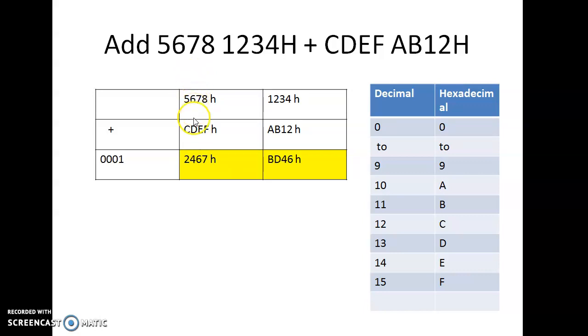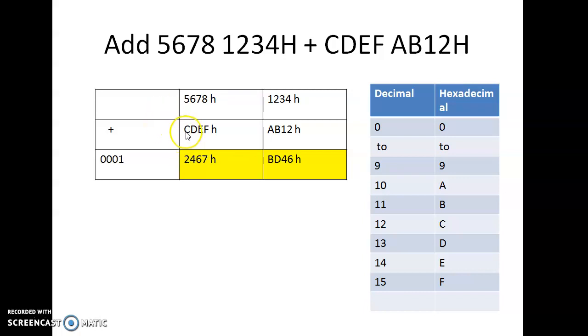6 plus 1 is 7. 7 plus D. D is 13. So 7 plus 13, what will you get? You will get 20. In that, 20 divided by 16 gives the remainder 4. So 4 is put here, and you can carry 1 to the next level.